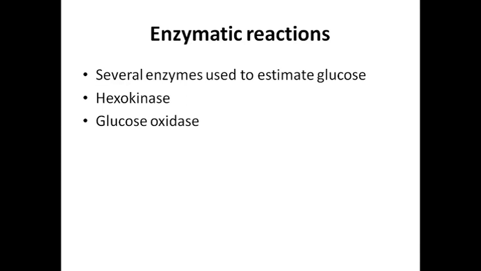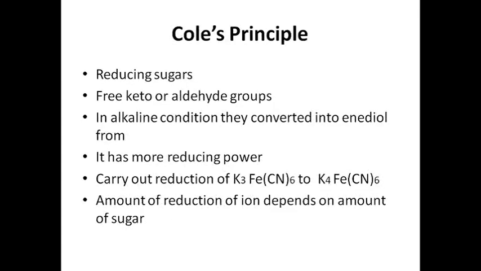Now the third category of reactions given by carbohydrates are enzymatic methods. There are several enzymes which can be used for estimation of glucose: glucose oxidase, hexokinase, ATP D-glucose 6-phosphotransferase, and glucose dehydrogenase. Out of all these, two very important enzymes are hexokinase and glucose oxidase, which are frequently used in the routine determination of glucose content in body fluids.